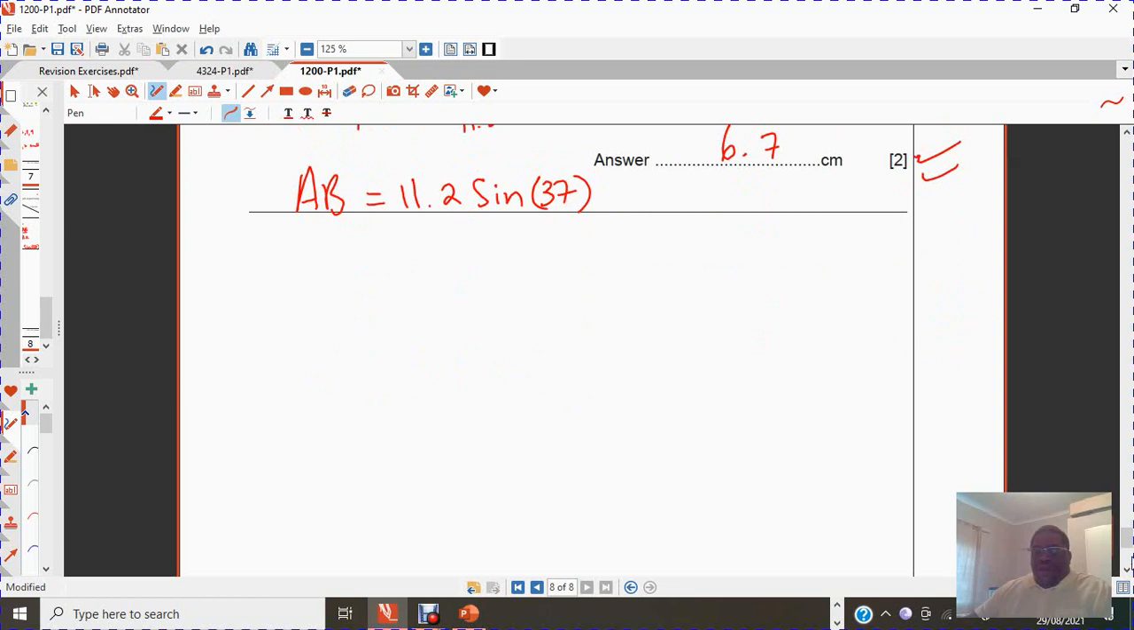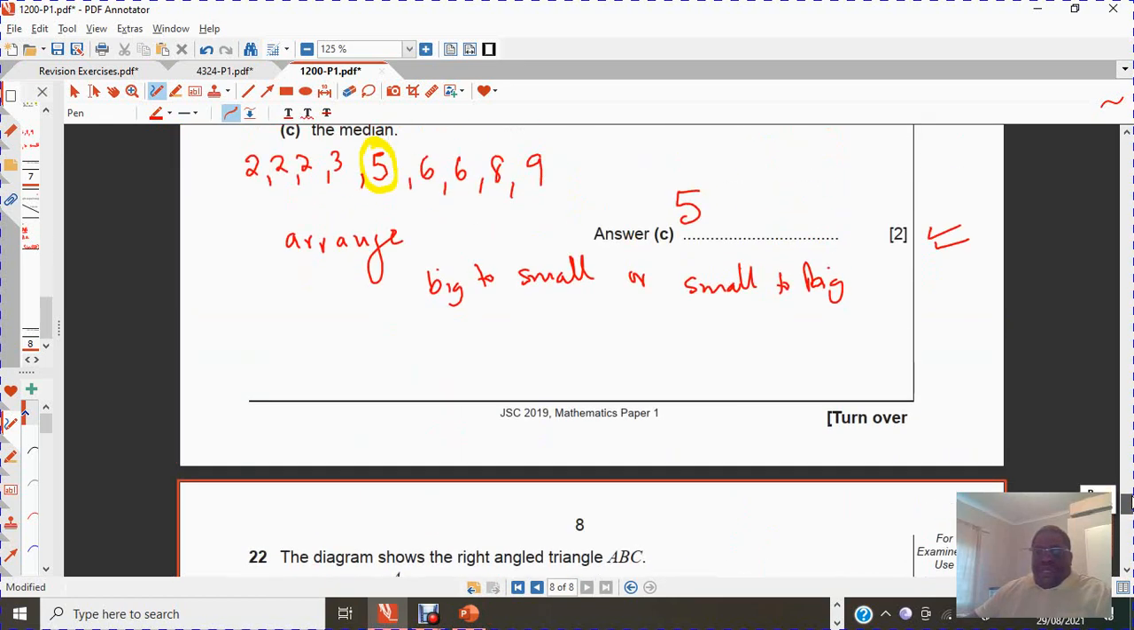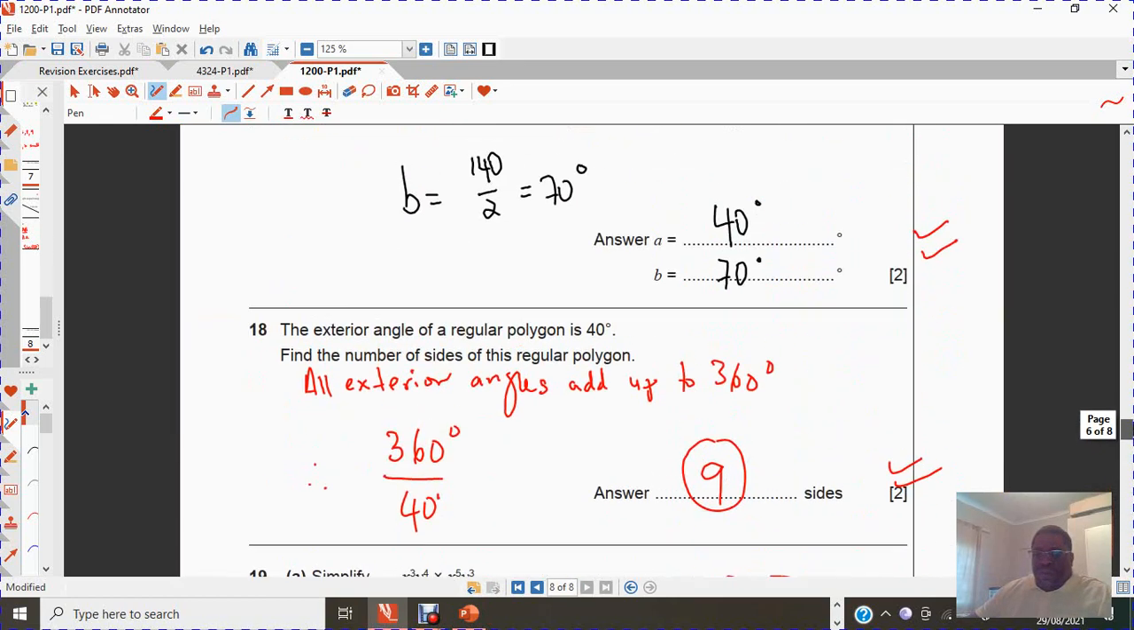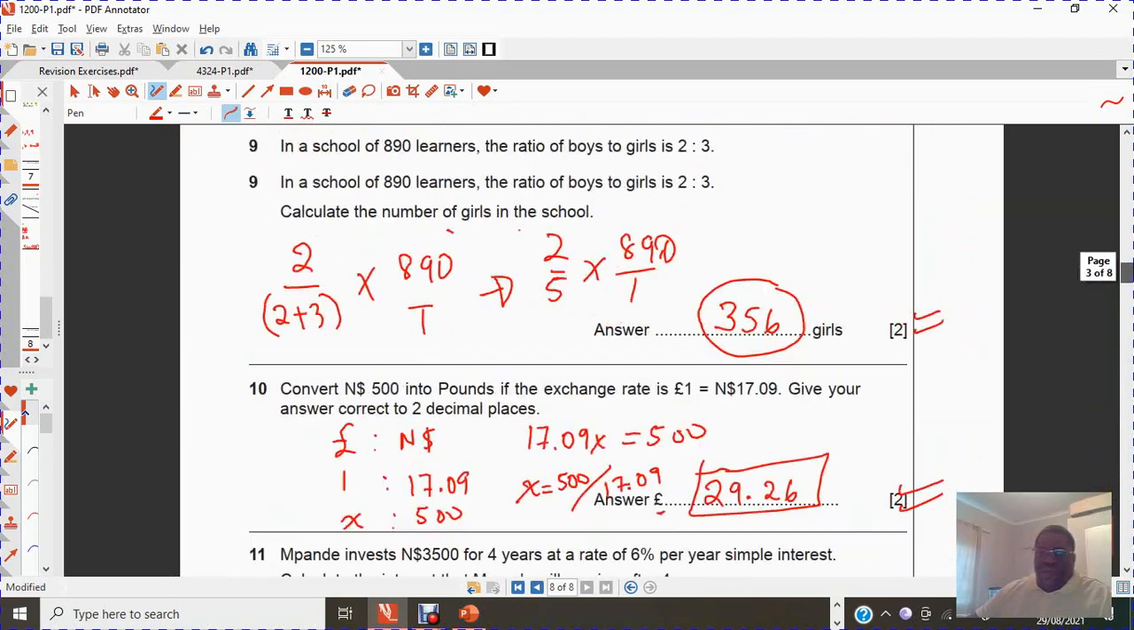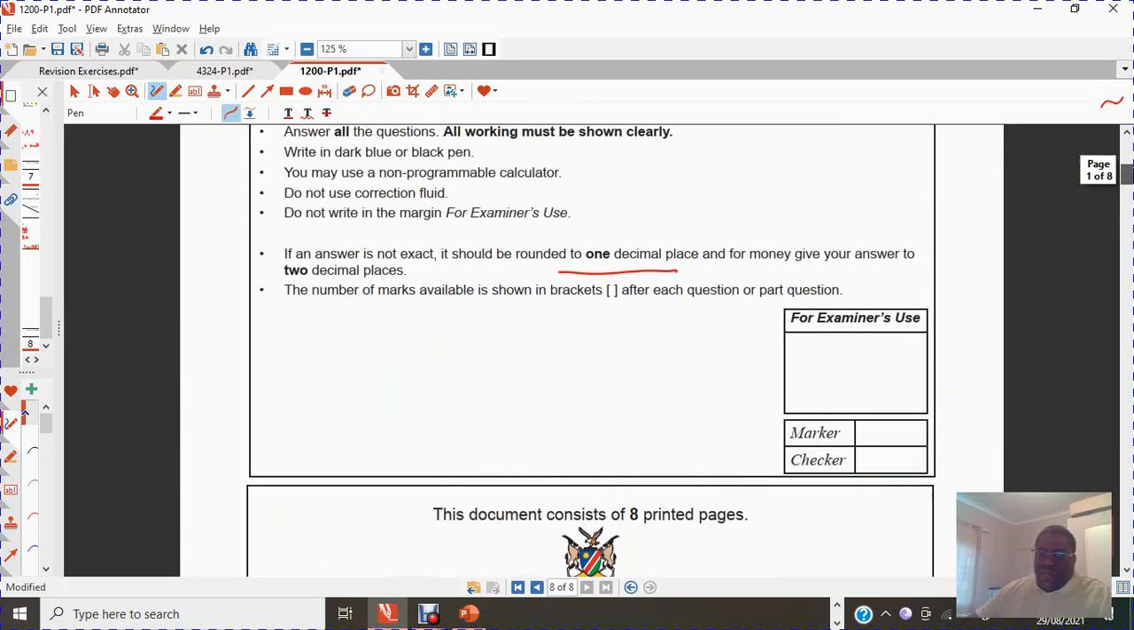As I said, this paper is relevant, although it was for previous grade 10s in 2019. It is very much a relevant paper for our grade 8 and our grade 9 students.